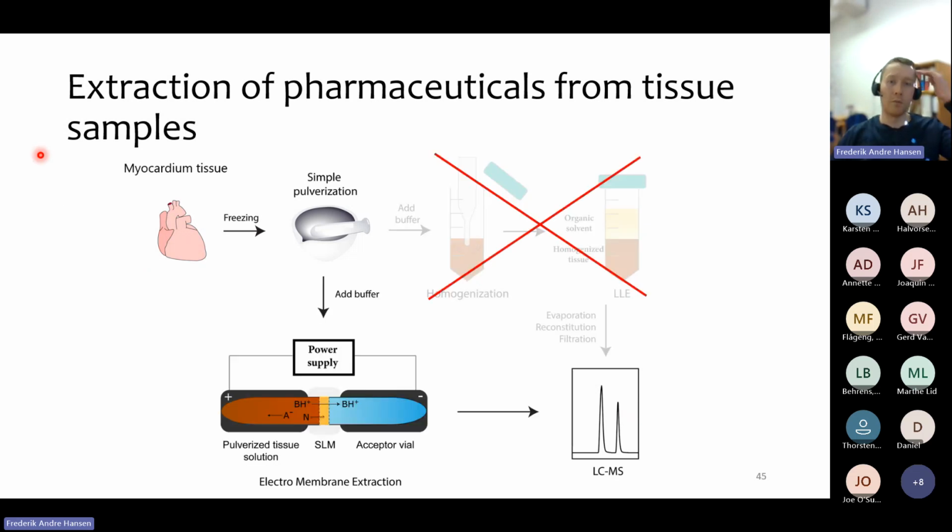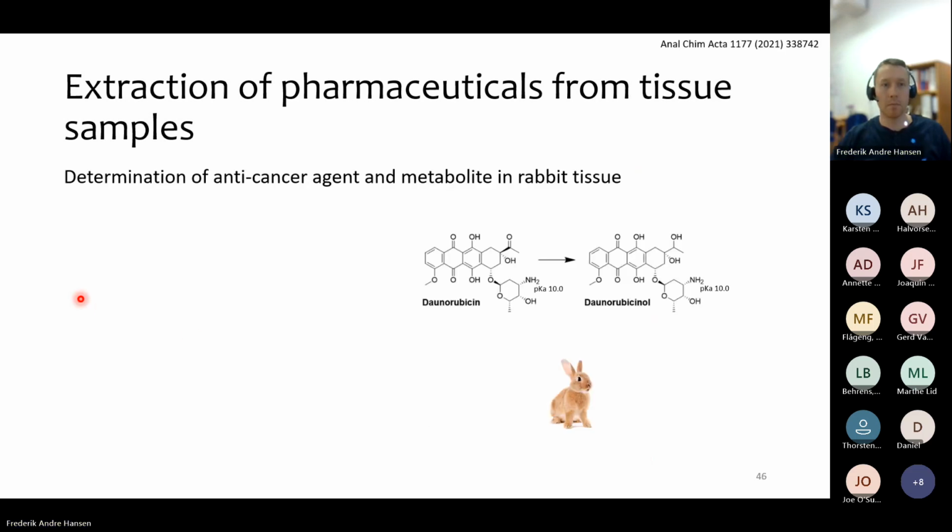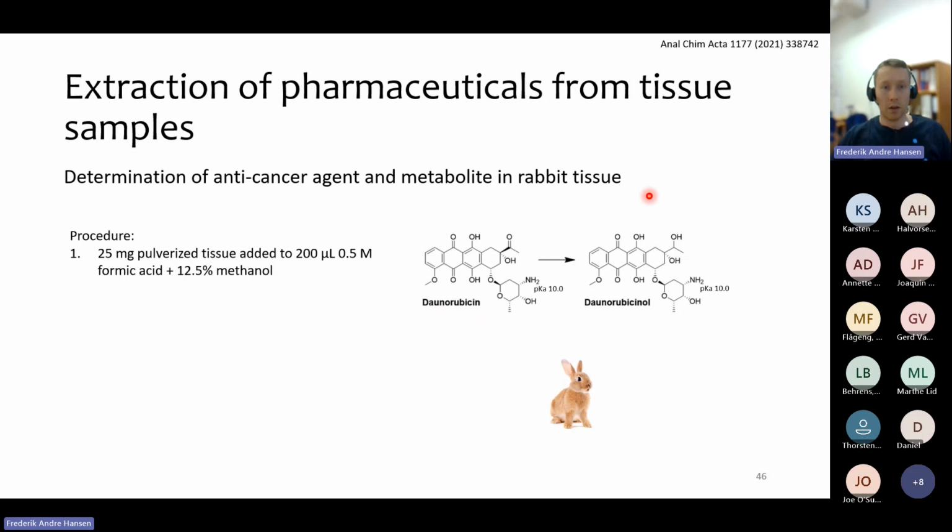But in the example I have here, they were able to skip the homogenization step and just took the simple pulverized tissue and added a buffer, put this into the sample and extracted this in one step before analyzing the acceptor with LC-MS. Specifically, they determined the anti-cancer agent called daunorubicin and its metabolite daunorubicinol in rabbit tissue. You can see here that these substances have an amine group here and here, so they can be positively ionized. To do the extraction, they took 25 milligrams of tissue and added 200 microliters of dilute formic acid and some methanol. That was the sample.